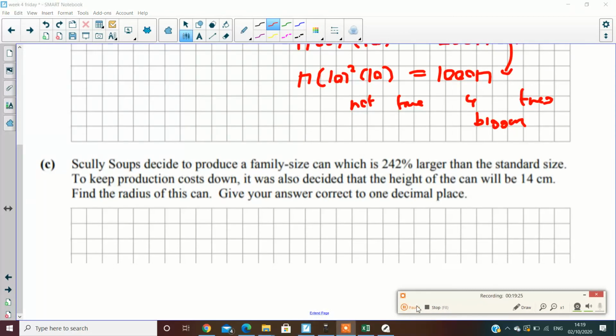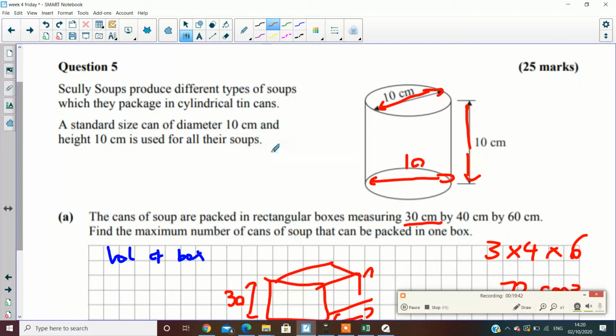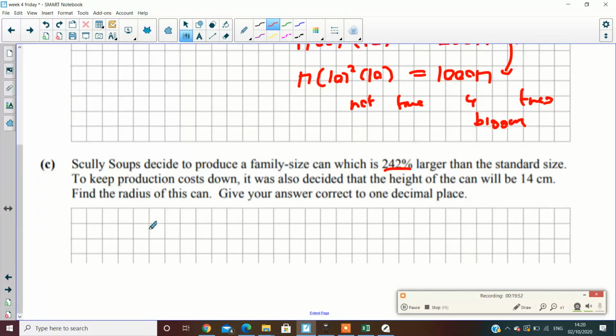Scully Soups decides to produce a family-sized can which is 242% larger than the standard one. This means you multiply your original volume. Do we have an original volume? We have to get this volume here, and then we multiply it by 2.42. Lads, quiet please. We have it there. It was 250 pi. You then multiply that by 2.42 to make it a new size of 605 pi.